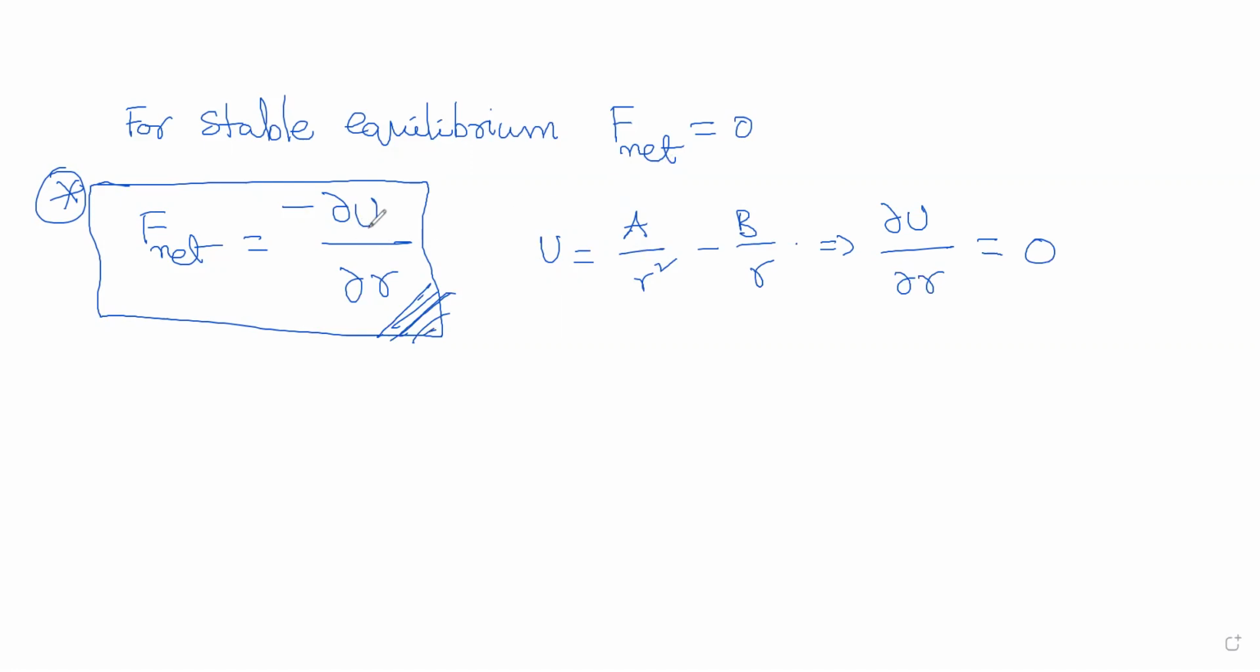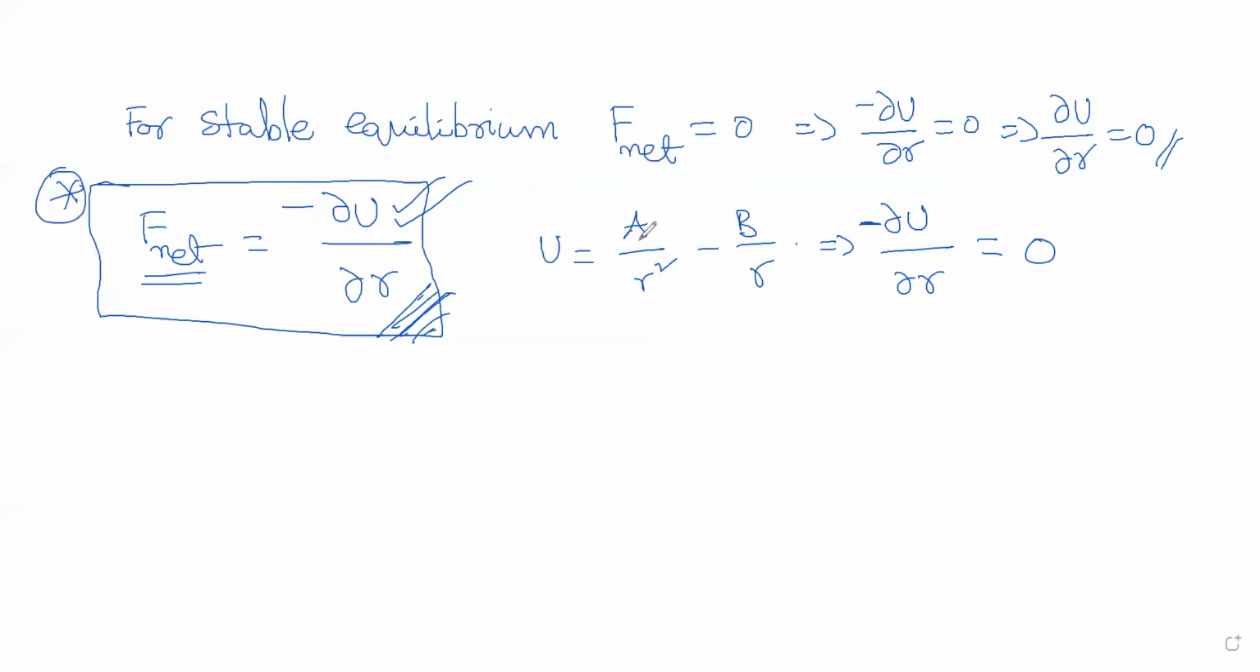Suppose they give you the potential energy in the force field and ask you to find the force. This is the equation. For stable equilibrium, F net should be equal to 0, and then we set minus dou U by dou r to 0. It doesn't matter whether the sign is negative or positive, because when you are setting it to 0, it doesn't matter.